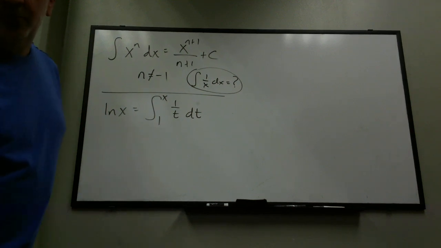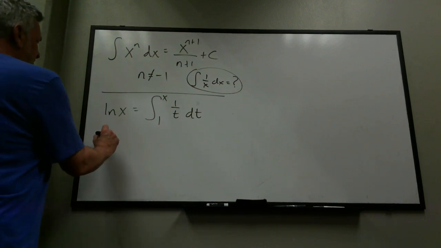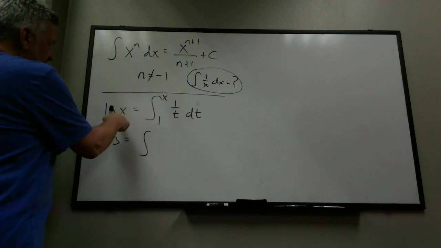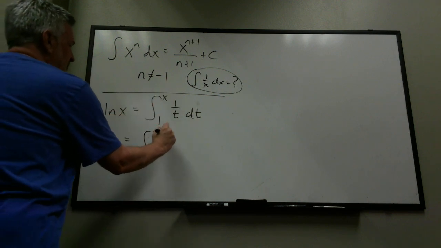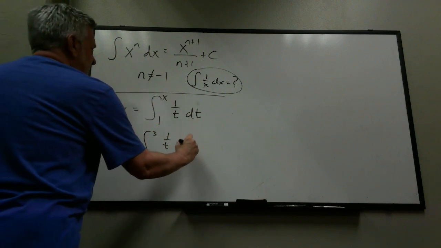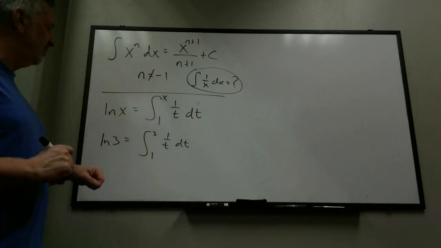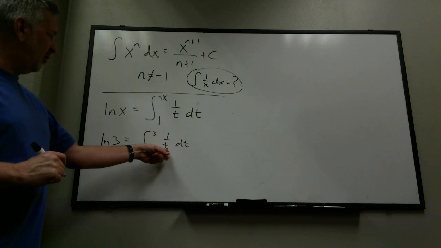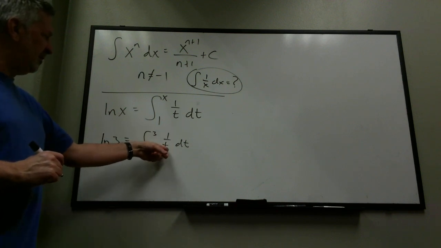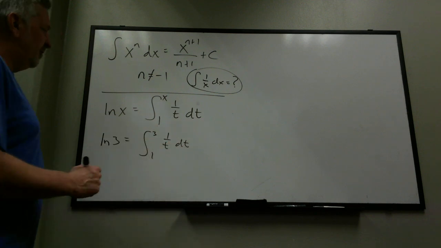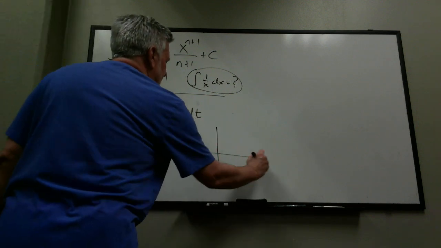For example, let's do this first example. Let's look at natural log of 3. So if x is 3, this natural log of 3 will be the integral from 1 to 3 of 1 over t dt, right? I'm plugging in 3 for x here. Well, 1 over t is a continuous function from 1 to 3, so the function's integrable.